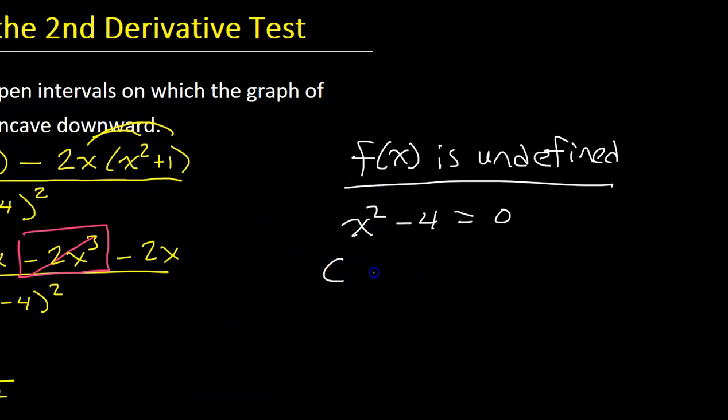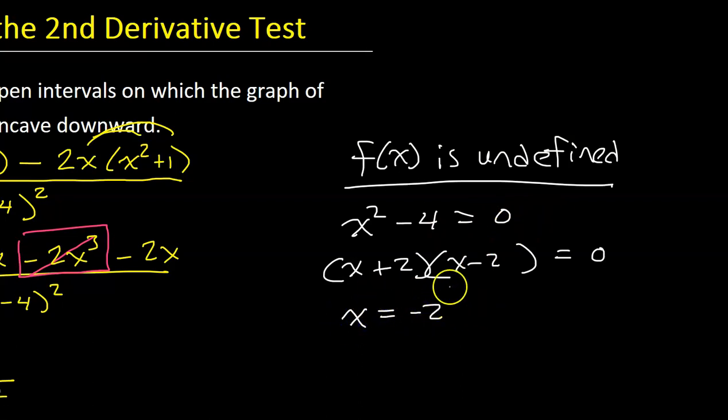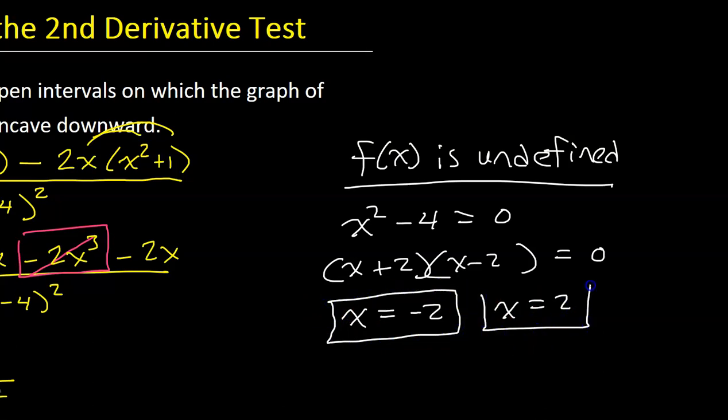And if you solve this, we could either do the difference of two squares, x plus 2 times x minus 2, or I could have added 4 and taken the square root. Either way, you're going to get plus or minus 2. So x equals negative 2, using the zero product property, x equals positive 2. These are two places where the original function is undefined. So these are going to be asymptotes. So keep this in mind. We have asymptotes at negative 2 and positive 2.